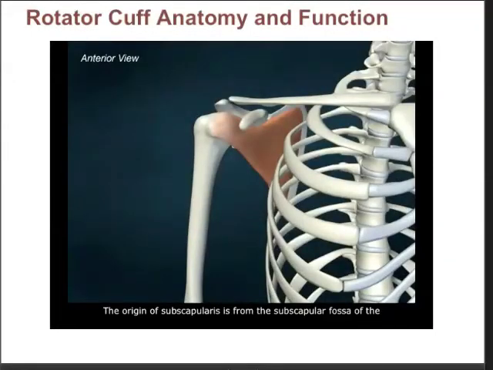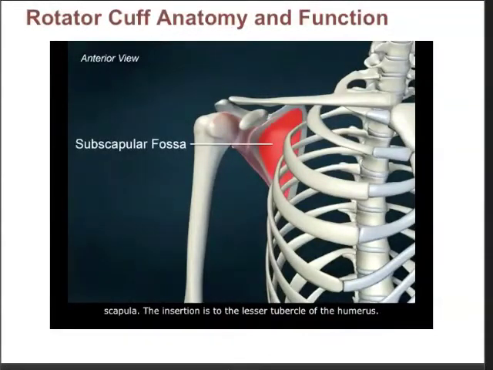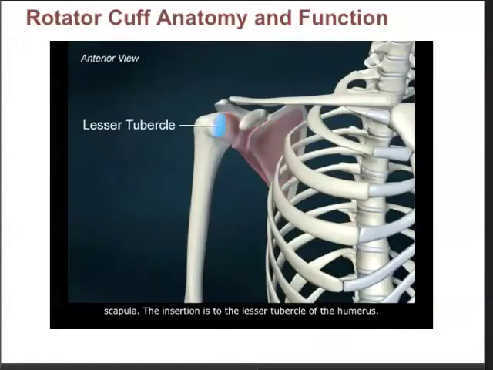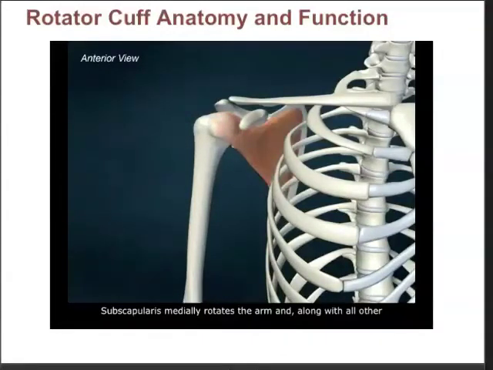The origin of subscapularis is from the subscapular fossa of the scapula. The insertion is to the lesser tubercle of the humerus. Subscapularis medially rotates the arm, and along with all other rotator cuff muscles, it stabilizes the shoulder joint. It is innervated by the subscapular nerves.